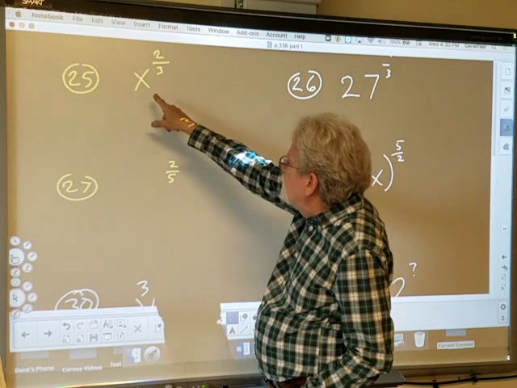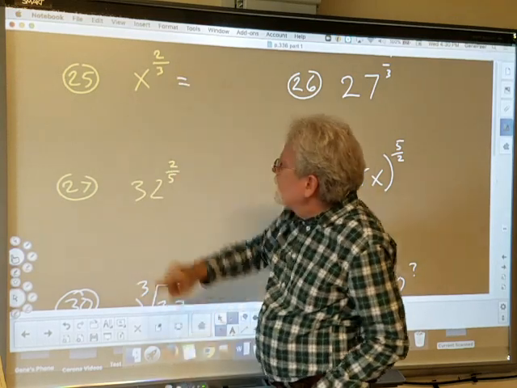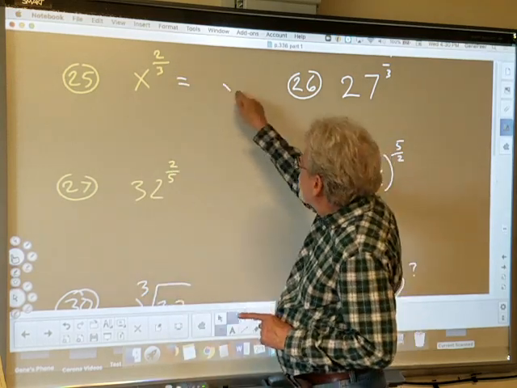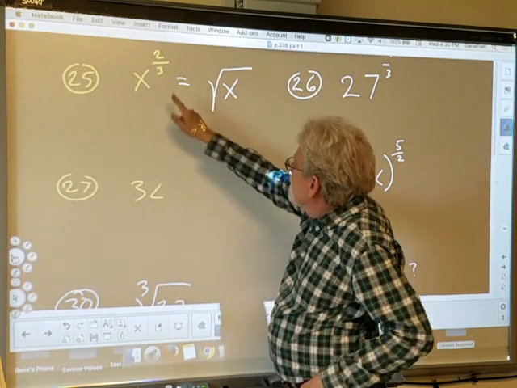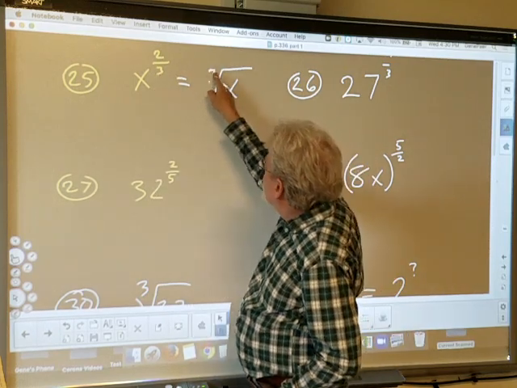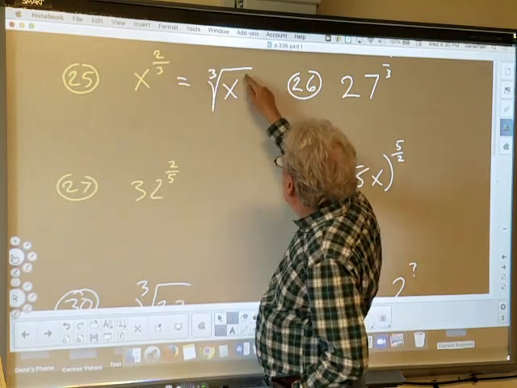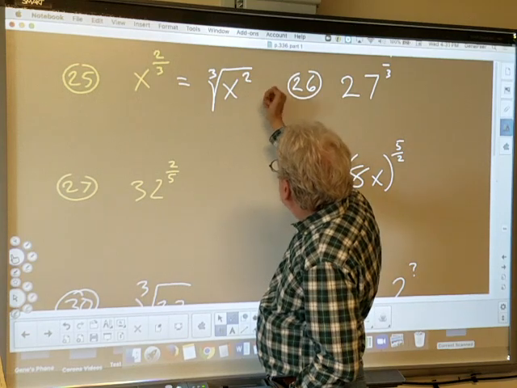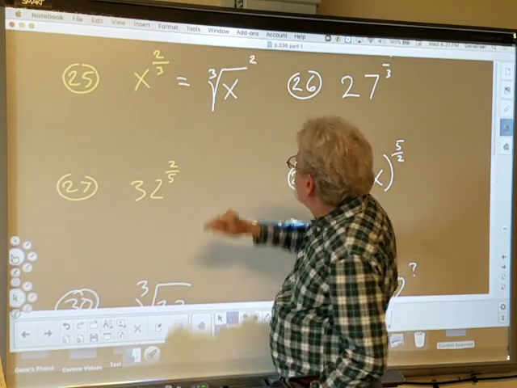25 is very simple, very important. To put this into radical form, remember how this works. The denominator becomes your index, the numerator becomes your power, and it doesn't matter if it's on the inside or on the outside, it's all the same thing.